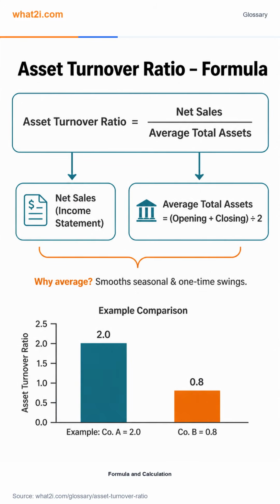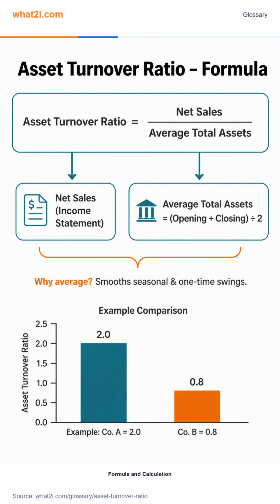Let's walk through the formula. Asset turnover ratio equals net sales divided by average total assets. Net sales comes from the income statement, while we use average total assets, that's opening plus closing assets divided by 2, to smooth out seasonal swings and one-time purchases.